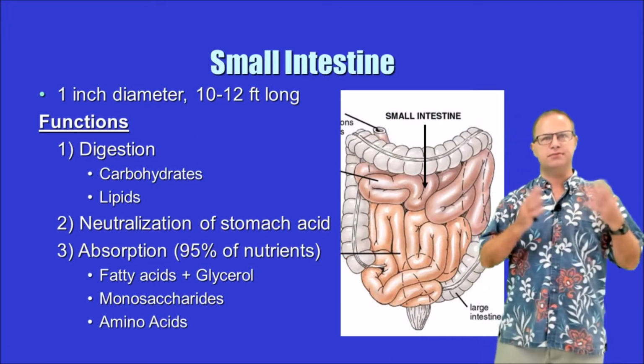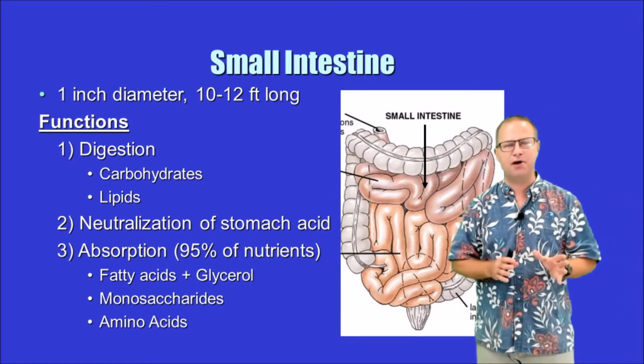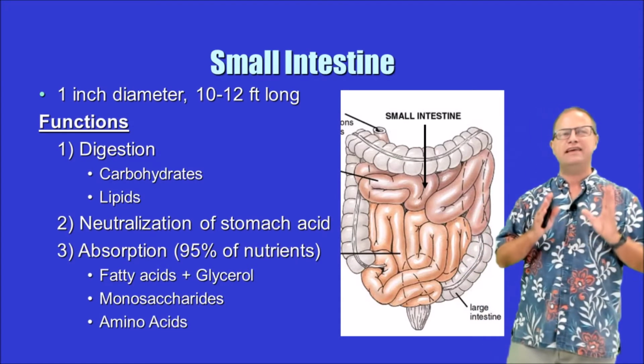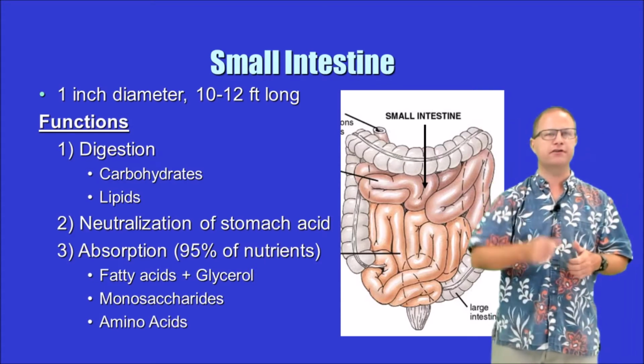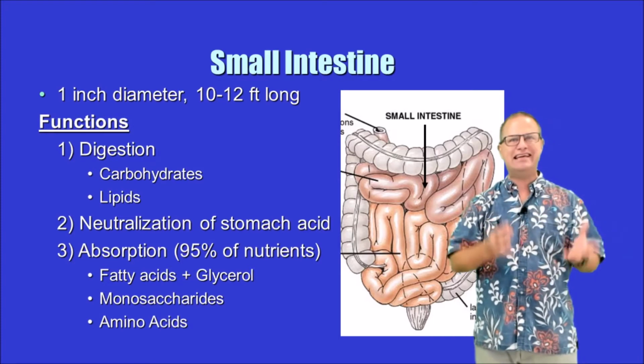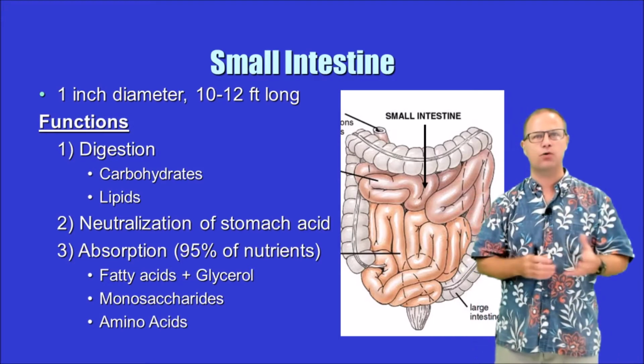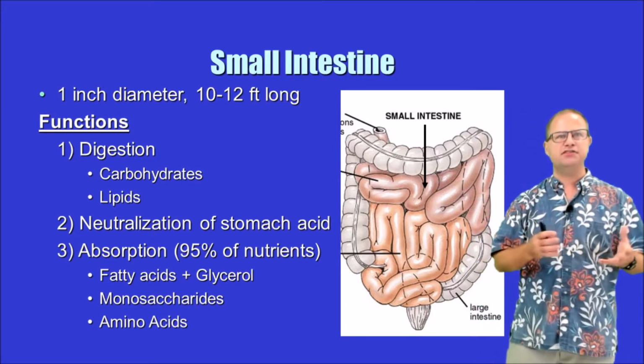Okay, let's take a look at the small intestine. Now, even though we call it the small intestine, that's kind of a misnomer. We name it for the width or diameter of the tube, which is about 1 inch, or about one segment on your finger right there. However, it's around 10 to 12 feet long, so it's one of the longest organs in the body. And the functions here are various.